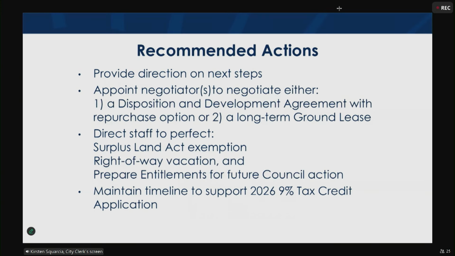So some of the recommended actions, as indicated in the staff report, is that council provides direction on next steps. Part of those next steps is to appoint a negotiator or negotiators to negotiate either one, a disposition development agreement with the repurchase option, or two, a long-term ground lease. Further, is direct staff to perfect the surplus land exemption, right-of-way vacation, and prepare entitlements for future council action, as well as with this process is in support of the project to maintain a timeline to support the 2026 9% tax credit application. Next slide, please.